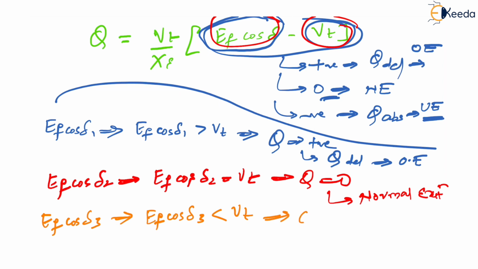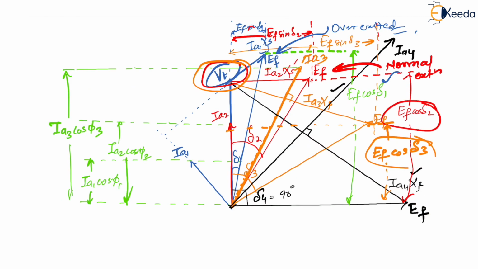So what is happening to my Q? Q is going to be negative, because EF cos of delta is less and Vt is more. Less minus more is negative. So it absorbs reactive power, which means it is under excited. So this third case, this orange, is going to be under excited. So we have got the over excited condition, the normal excited condition, and the under excited condition as well.